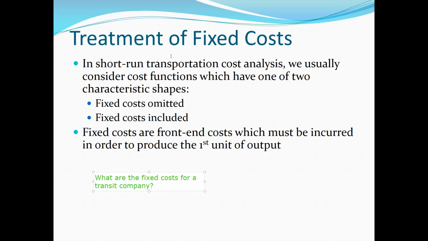So both of these types of analysis, fixed cost omitted and fixed cost included, are important. And obviously we know what they are. They're the front end costs which must be incurred in order to produce the first unit of output. That's just one textbook way of defining it.